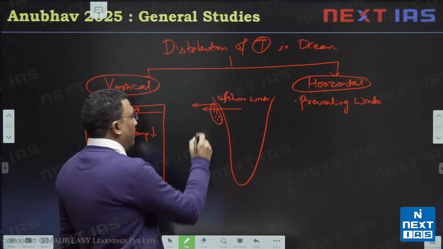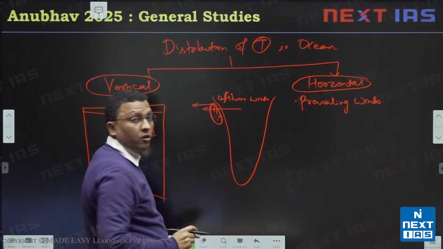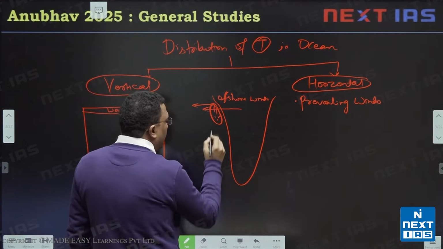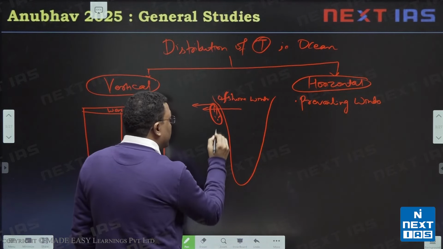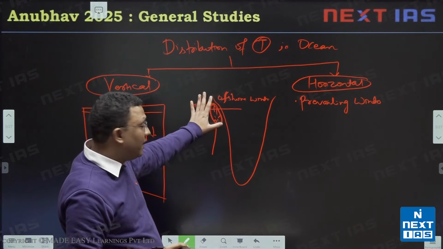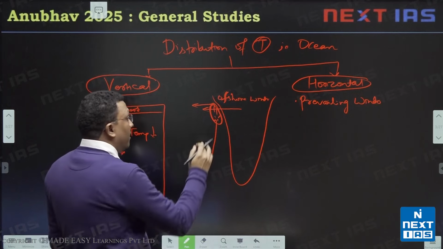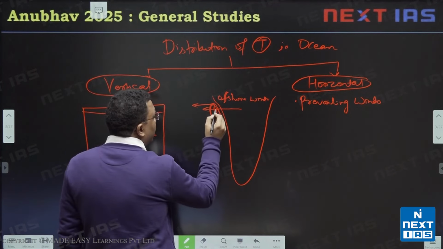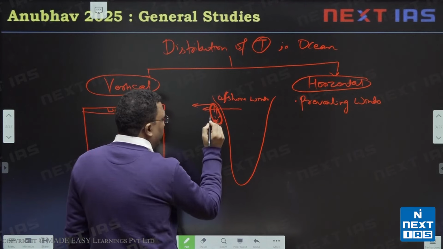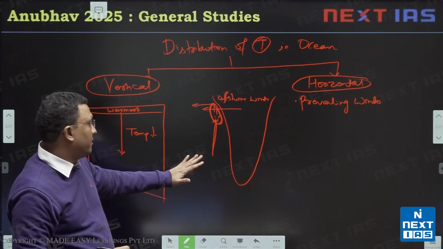So that means a void will be created here because of displacement of the surface water, right? And in order to fill this void, water from below the surface will rush upward and replace it. So overall what is happening is that the offshore wind is replacing the surface water, which is being filled by the water from below the surface, right?